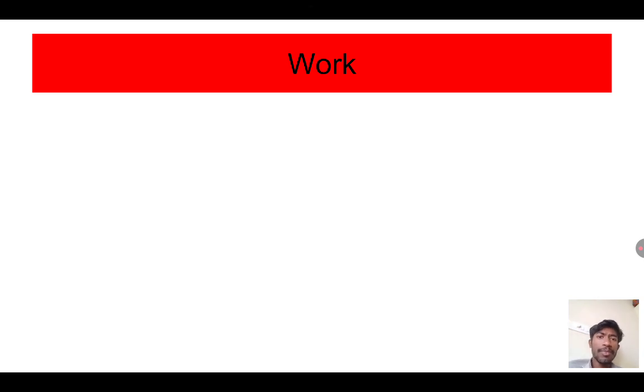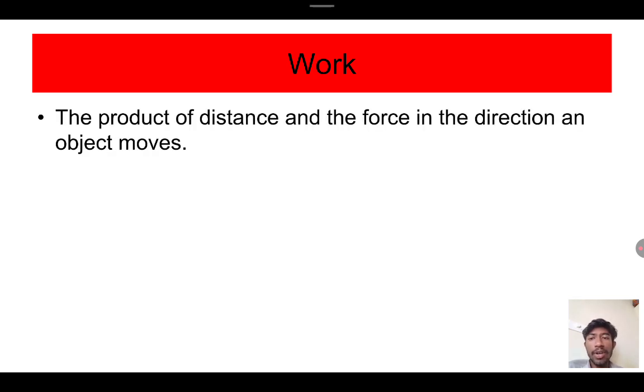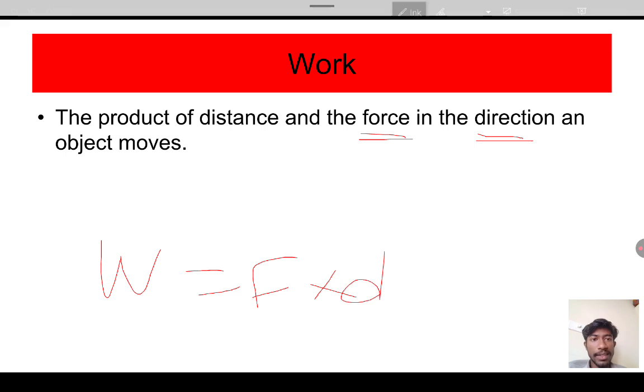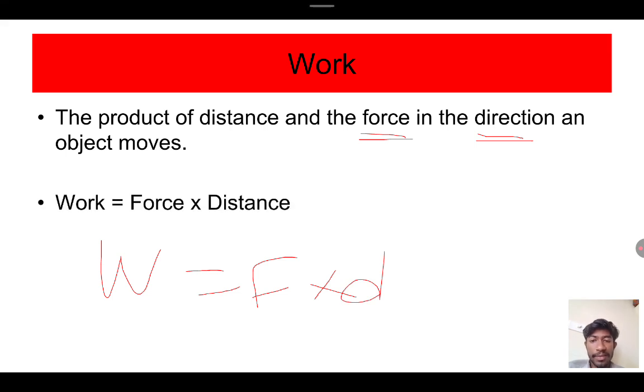Before discussing energy, we should know how that energy comes. So, the basic concept: work. What is work? The product of distance and the force in the direction an object moves. Simply you can say that work equals the product of force and distance, F into D, right?